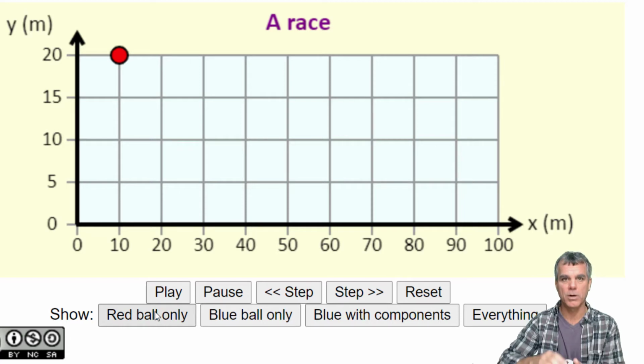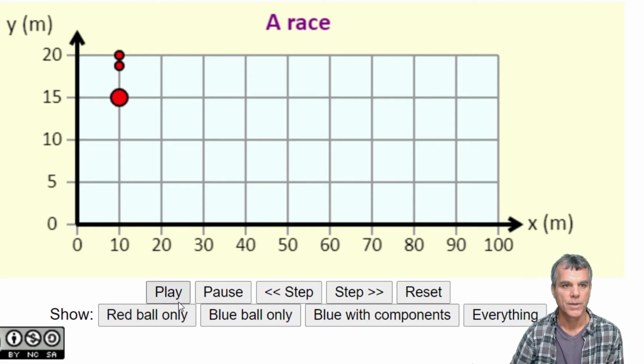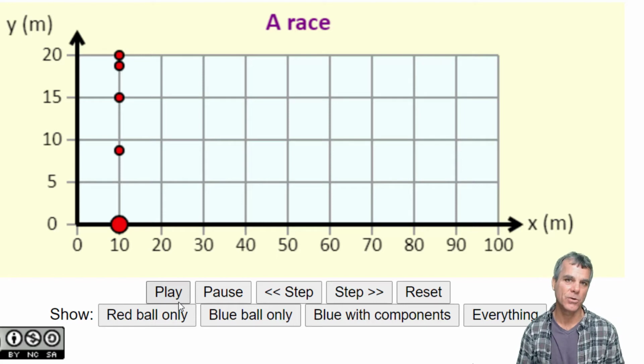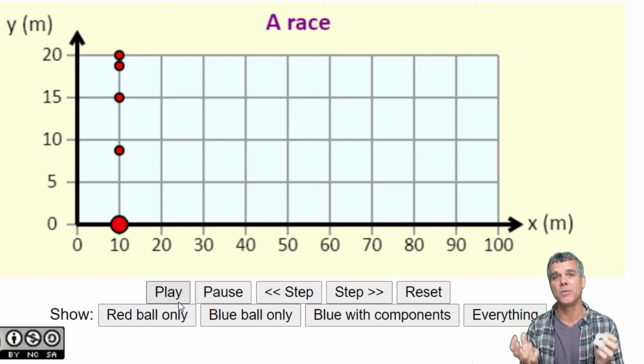The red ball is going to represent an object which is just dropped straight down. If I play it, you'll see that as the object is moving downwards, the distance between the dots is increasing, which is showing that the object is increasing in speed and covering more and more ground every second.